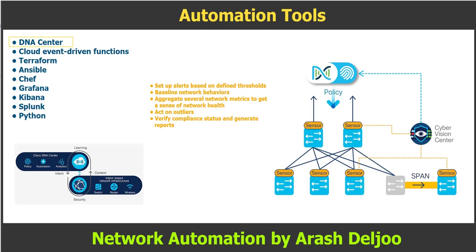In this video, I'm going to explain about the automation tools. There are numerous tools on the market today. The following section presents many of the tools that are worth mentioning in the context of network automation, like DNA Center, Cloud Event Driver Functions, Terraform, Ansible, Chef, Grafana, Kibana, Splunk, and Python.